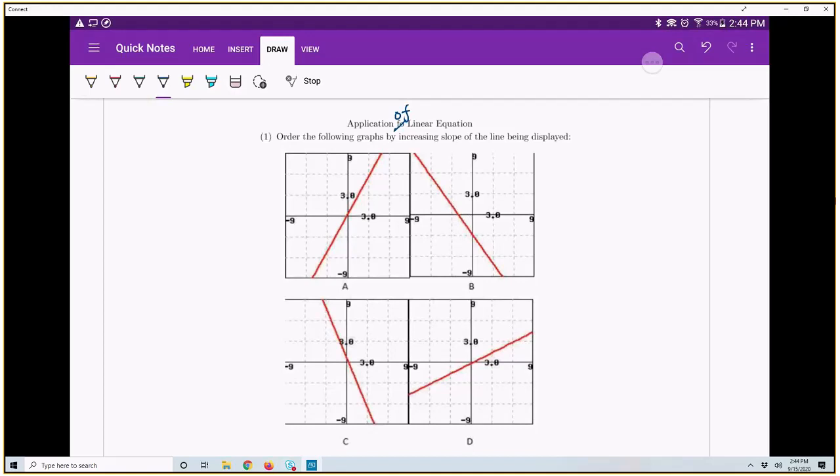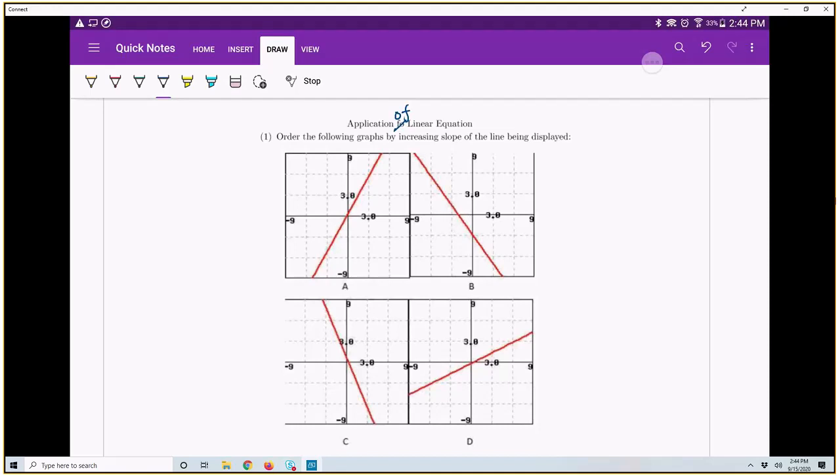The first example asks us to order the following graphs, which you can see on your screen, by increasing slope of the line being displayed. So we want to order these. We're going to put A, B, C, D in order based on the increasing order of the slopes of the lines.